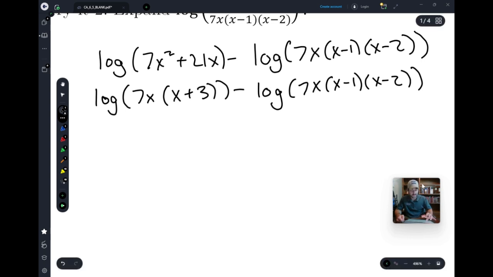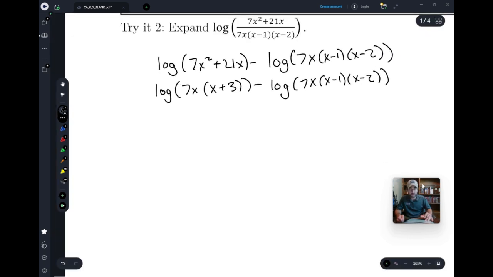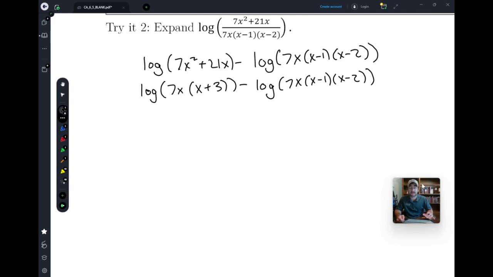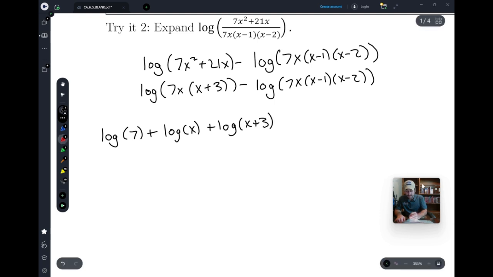And here we're going to be able to expand this a lot. So every multiplication problem you see with every factor can get turned into addition, and the only thing we're going to be careful about is that minus sign in the middle. So we're going to go log 7 plus, because there's a times sign right there, log x plus log of x plus 3. And now here's what I was saying, you need to be careful with this minus sign, because when we expand this, that minus sign is going to get distributed to every term.